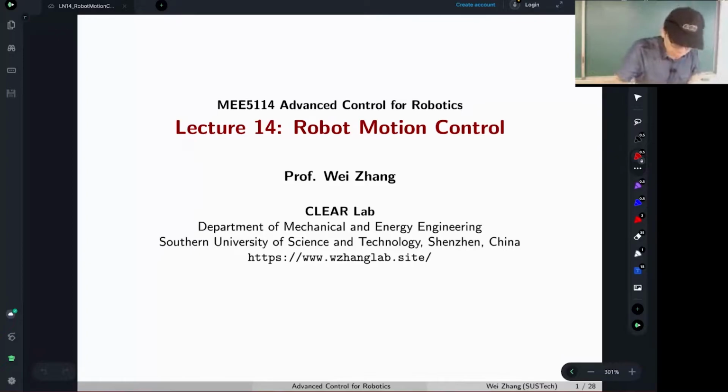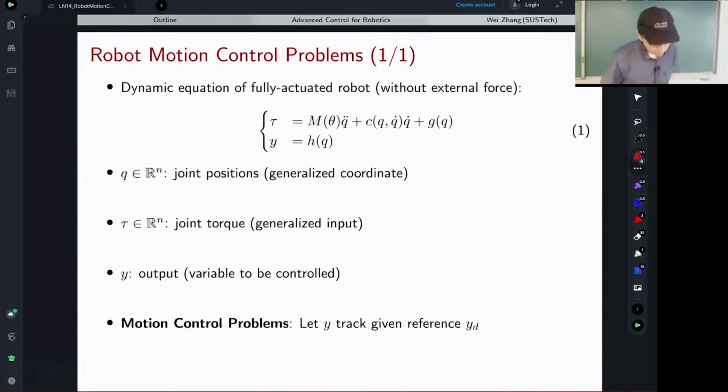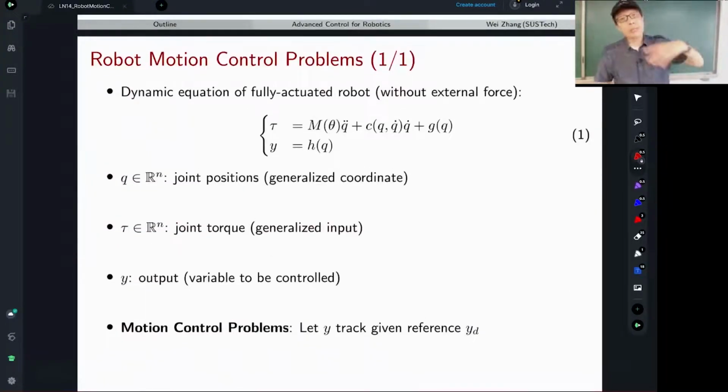Okay, lecture 14, robot motion control. Let's first define what we mean by robot motion control problems. There are other control problems, for example, force control. You don't care about where the robot is, you care about how much force it applies to the environment. That's force control, or hybrid motion and force control.